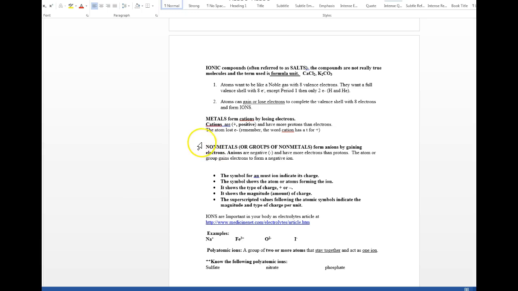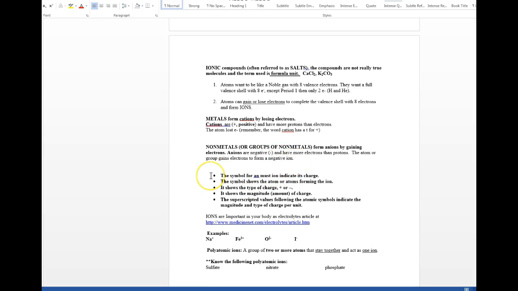Anyway, so the nonmetals or groups of nonmetals form anions by gaining electrons. Since if I add more electrons, it becomes more negative. They have more electrons than protons. So the atom or group gains electrons to form a negative ion.